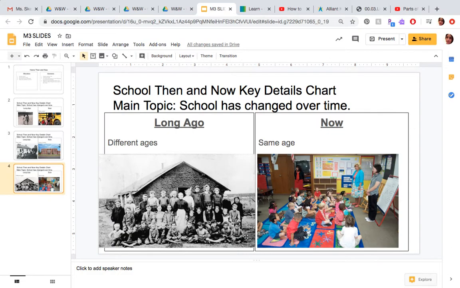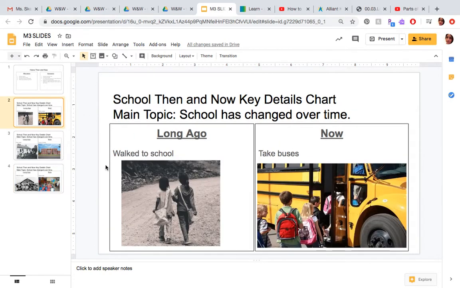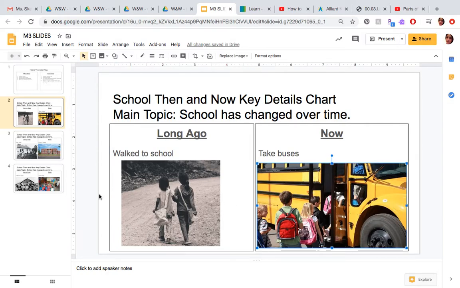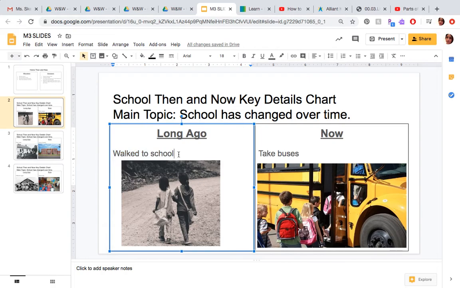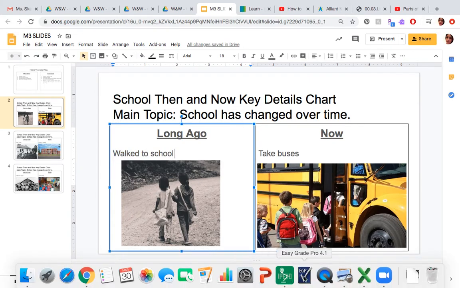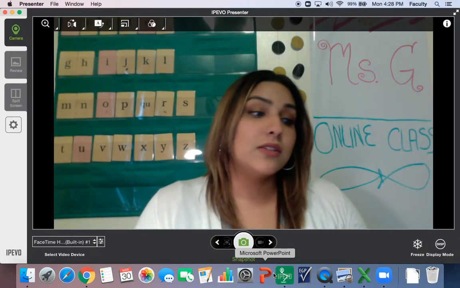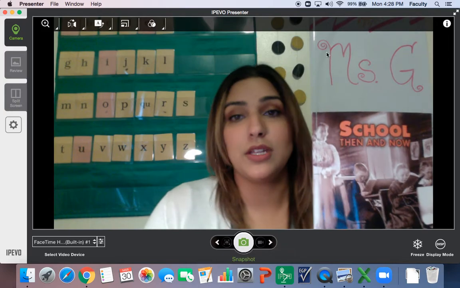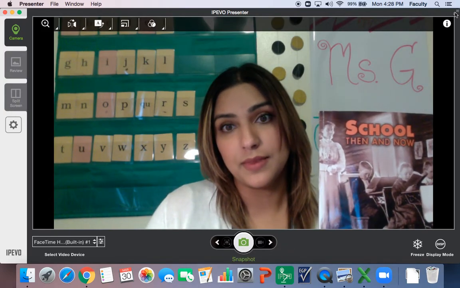Ding, ding, ding. Maybe you guessed it, maybe you didn't, but that's okay. Our main idea for our story, using the details in the story, the pictures that were in the story, the words that were in our text, tells us that school has changed over time. So that's the main idea of our text. School has changed over time, okay?